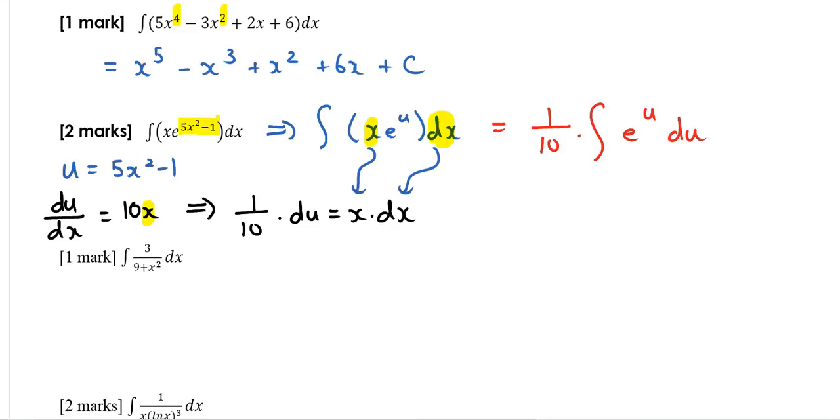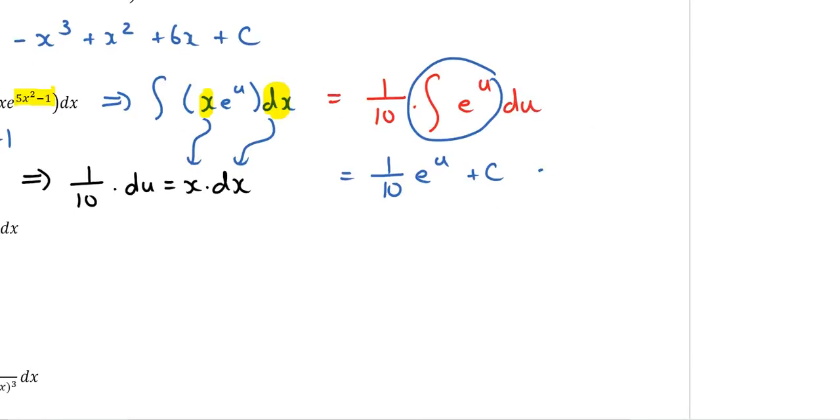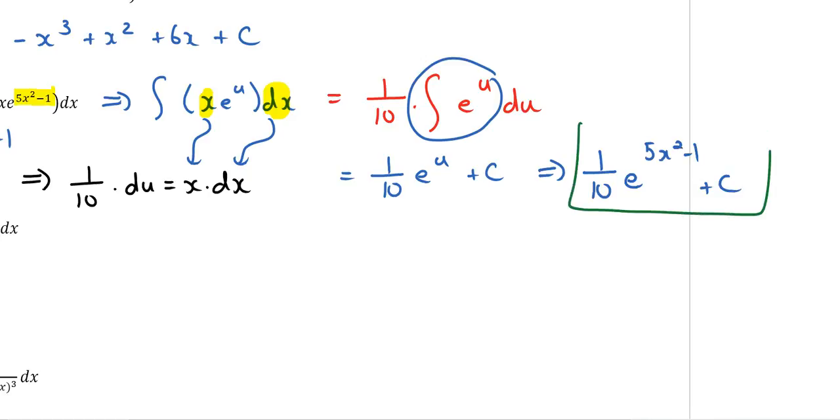Okay, so then we can take the antiderivative of this expression right here. This is going to be 1 over 10, and the antiderivative of e to the u is e to the u plus c. And then if I substitute my u again, I have 1 over 10 e to the 5x squared minus 1 plus c, and this will be my final answer right here. Okay, so that's the basic u substitution question.